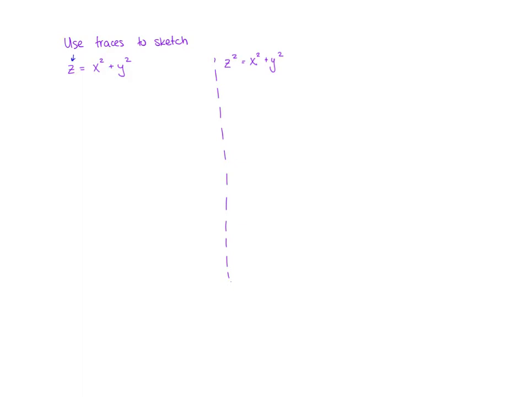Just to add to what we did during the synchronous class, I want to talk about how we can use traces to help sketch these different figures. In the first one here, remember when we're looking at traces, we're going to let each of our different variables be constant and think about the shapes that we get. So when x is constant, I get z is equal to some constant squared plus y squared. Right, so we should recognize that this is the equation of a parabola.